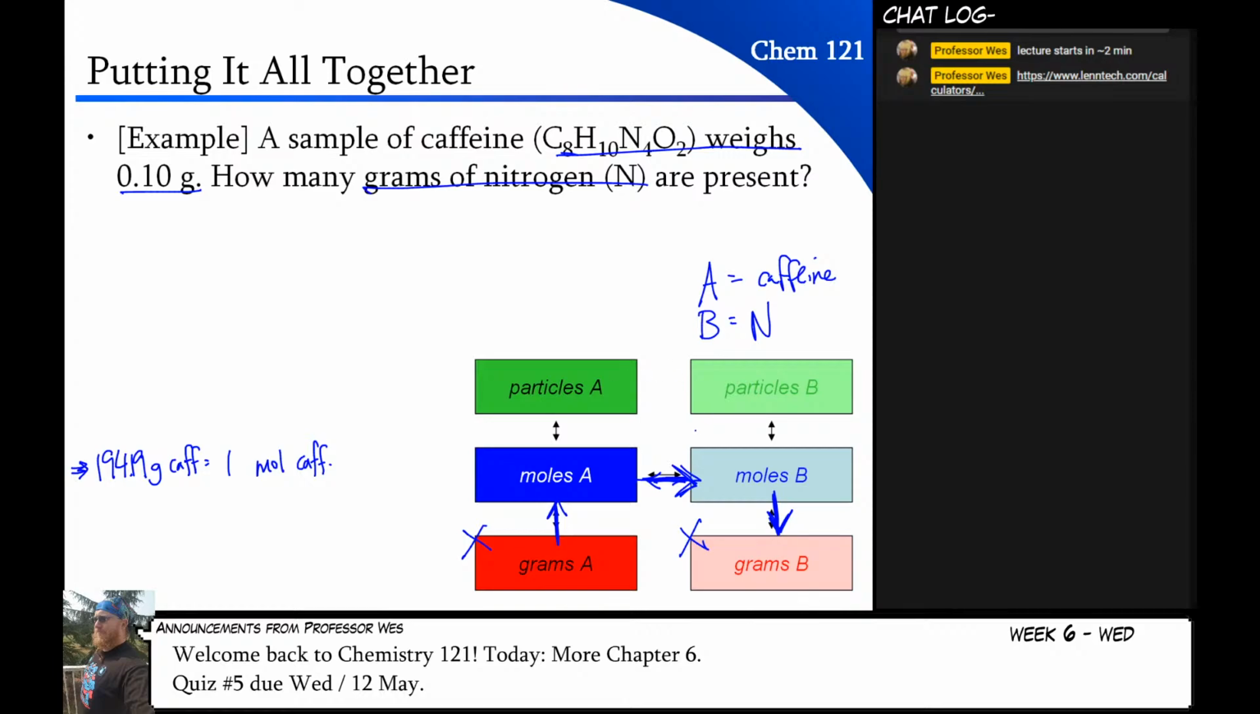And then for this next one, moles of A to moles of B. So moles of caffeine to moles of nitrogen. Well, if this is my formula, in one of the caffeines, how many nitrogens are there? Well, it's hard to see because I have this line going through it. There are 4 of them. Because of that right there.